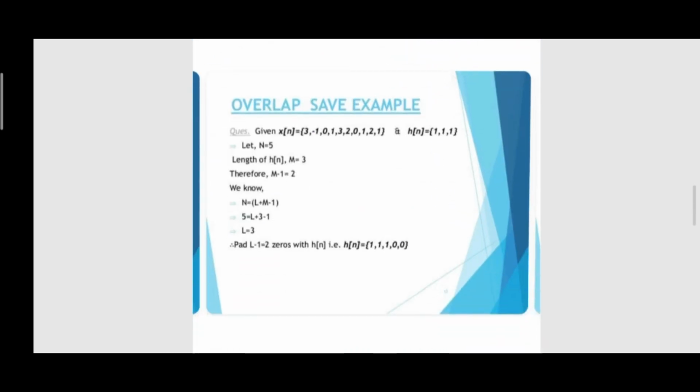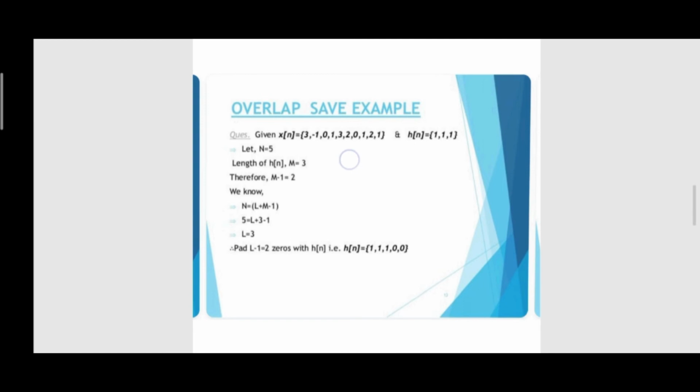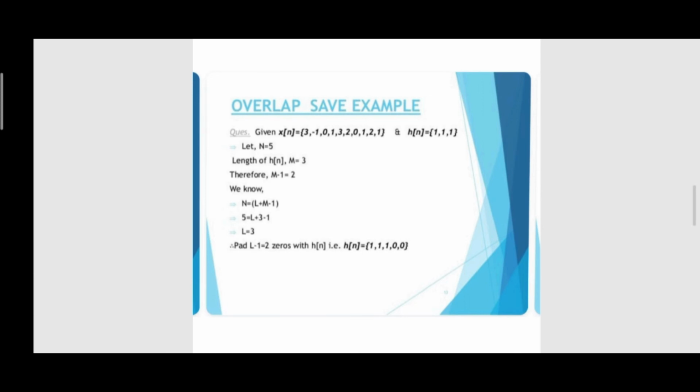Okay, let's see one example in this overlap save method. The given data x of n is equal to 3, minus 1, 0, 1, 3, 2, 0, 1, 2, 1, and h of n is equal to 1, 1, 1. In this, x of n is the longer sequence and h of n is the smaller sequence. M is the number of samples in h of n. H of n is the impulse response, the smaller sequence.